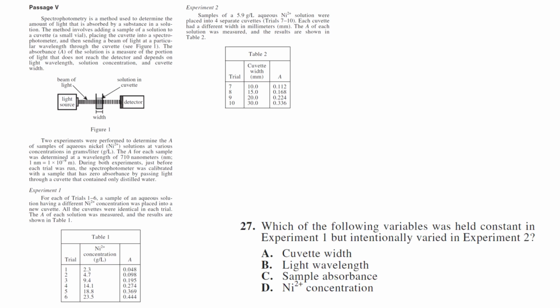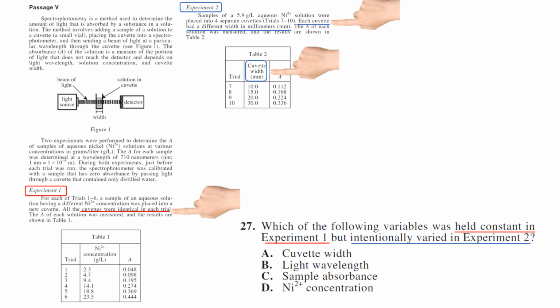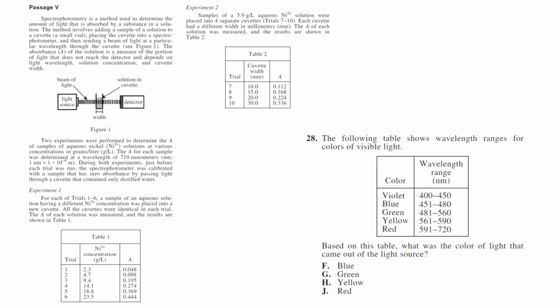Which of the following variables was held constant, not changed, in experiment 1, but intentionally varied in experiment 2? So we know what changed in experiment 2 was the cuvette width, and that did not change in experiment 1. They were identical, so the answer is A. Number 28. The following table shows the wavelength ranges for visible light. So this is a new table. Based on the table, what was the color of light that came out of the light source? It tells us in the reading that it was 710 nanometers. So 710 would make it red, so J.